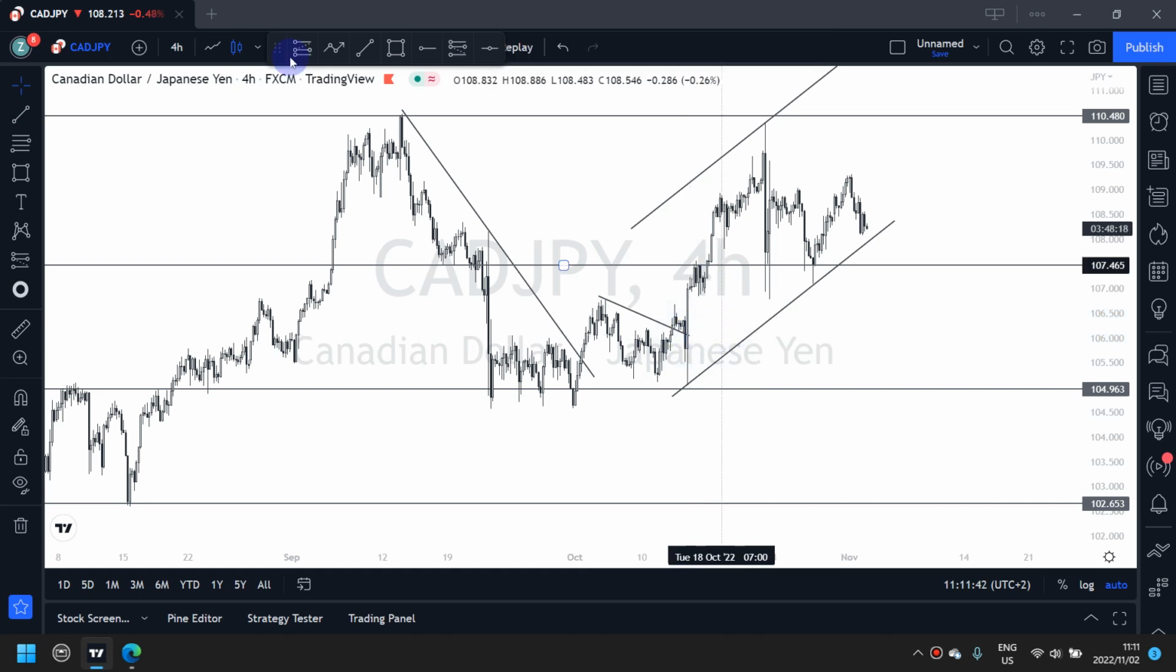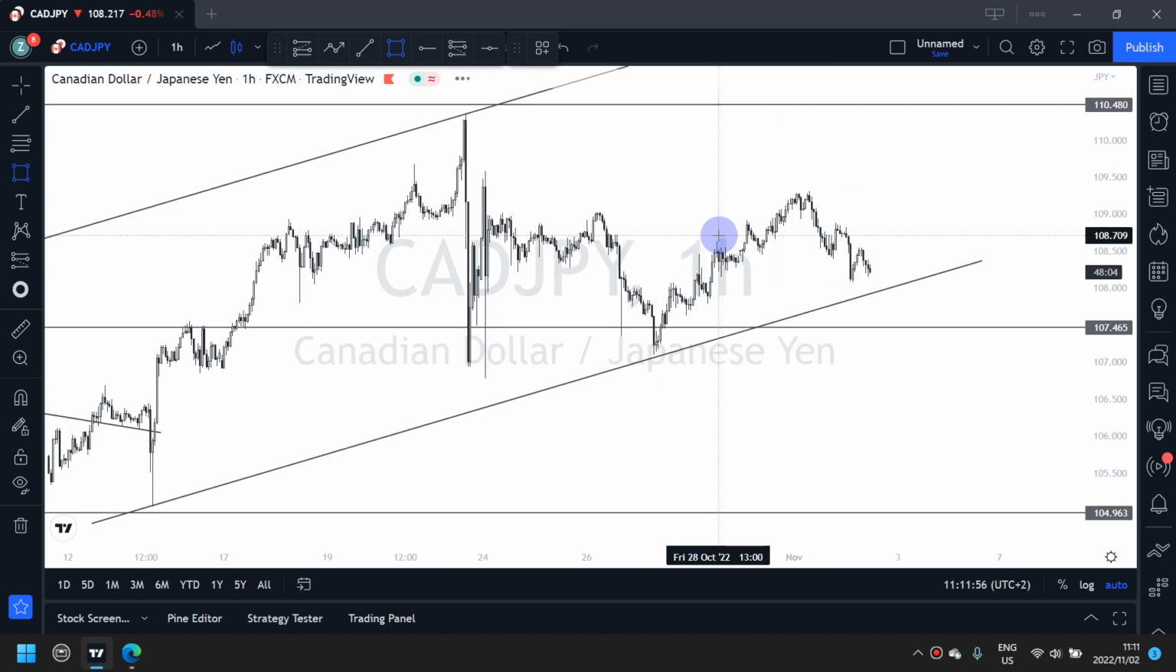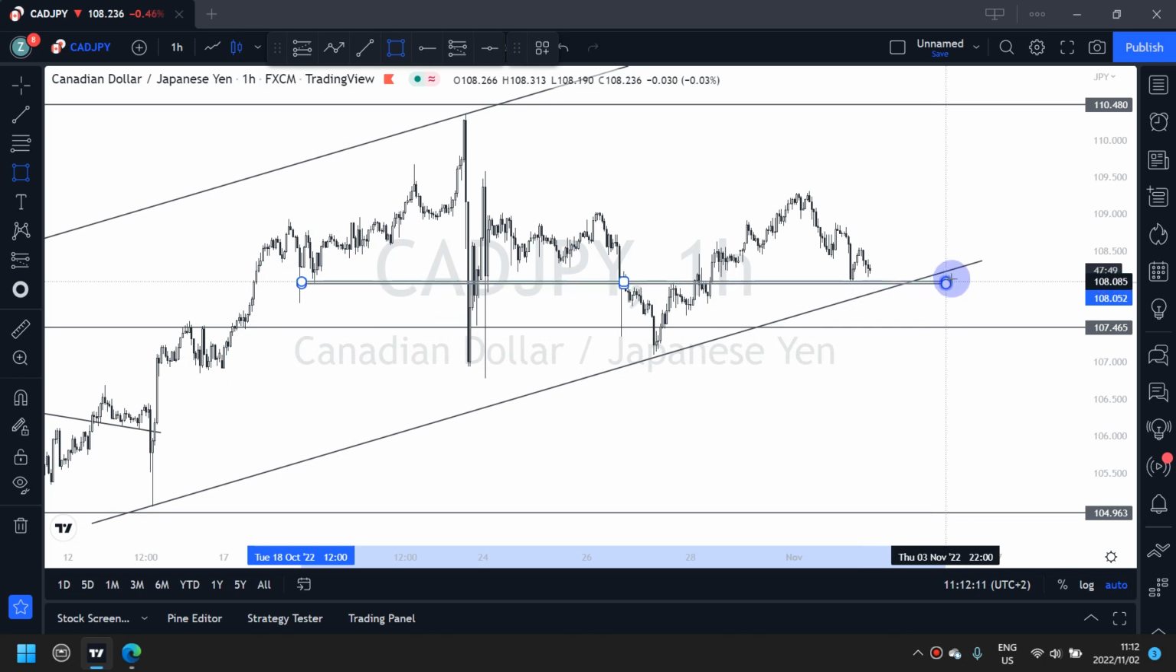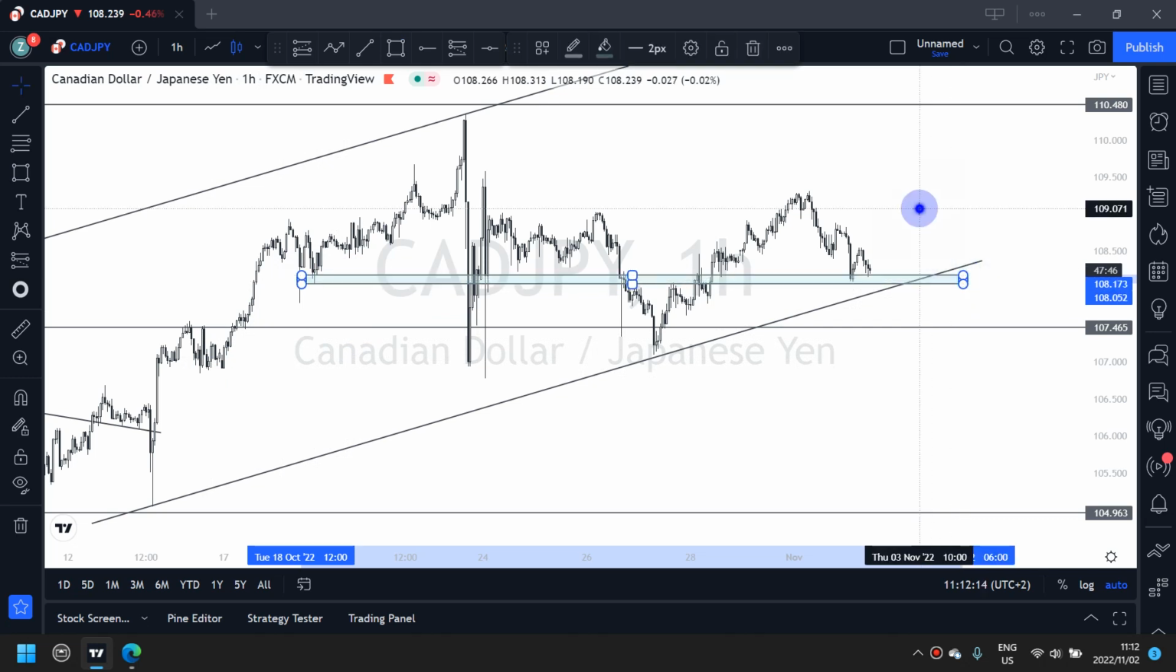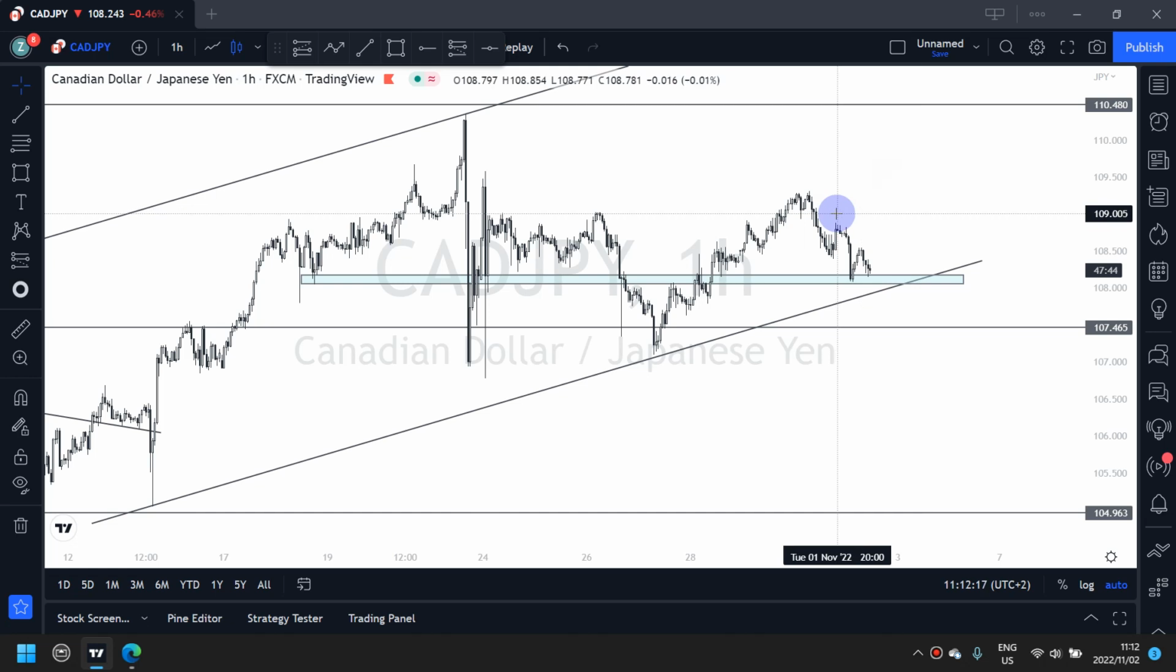So now I do want to cater for a zone. Okay, let me go to the hourly time frame. Yes. So there is a zone that I want to cater for, which is this zone right here, as you can see. So this is a zone that I do want to cater for.